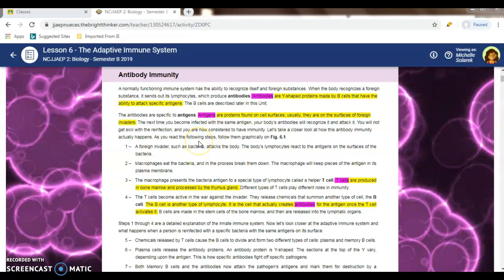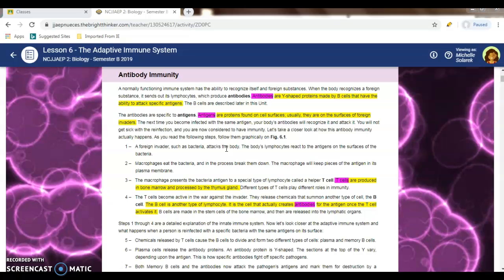So how this happens is step by step, starting with foreign invaders such as bacteria attacking the body. The body's lymphocytes react to the antigens on the surface of the bacteria. Next we have macrophages that eat the bacteria and in the process break them down. The macrophage will keep the pieces of the antigen in the plasma membrane. Third, the macrophage presents the bacteria antigen to a special type of lymphocyte called the helper, which is also known as the T cell. They are produced in bone marrow and processed by the thymus gland.